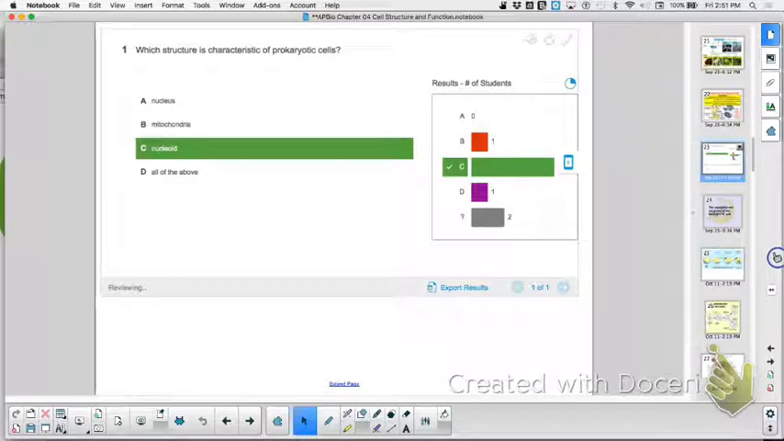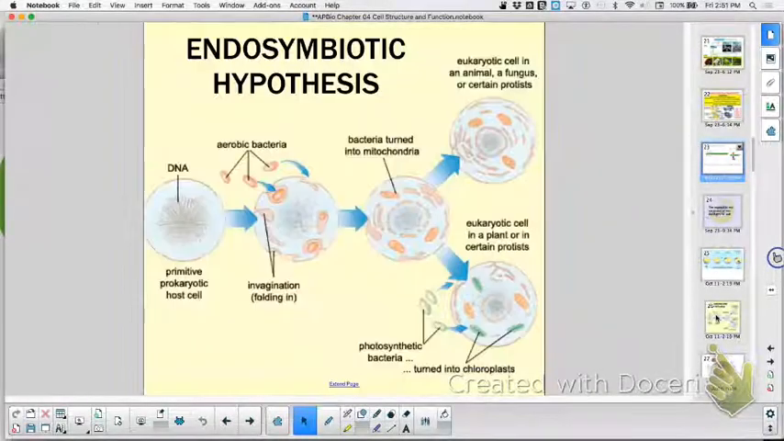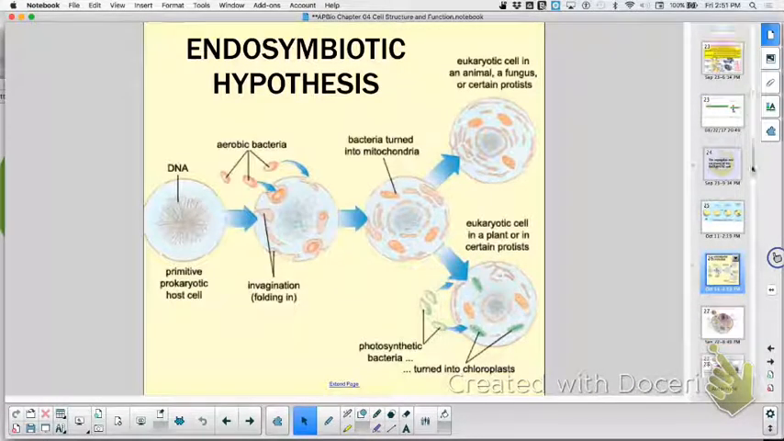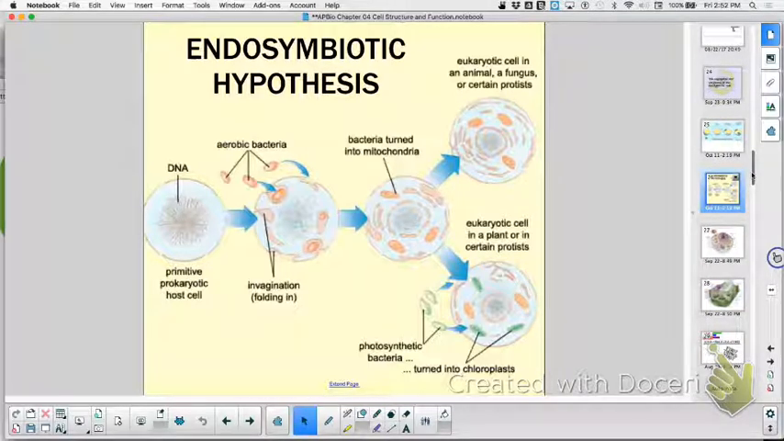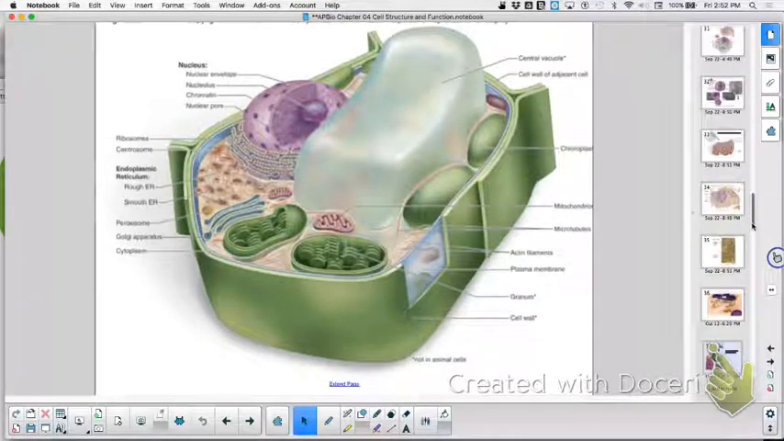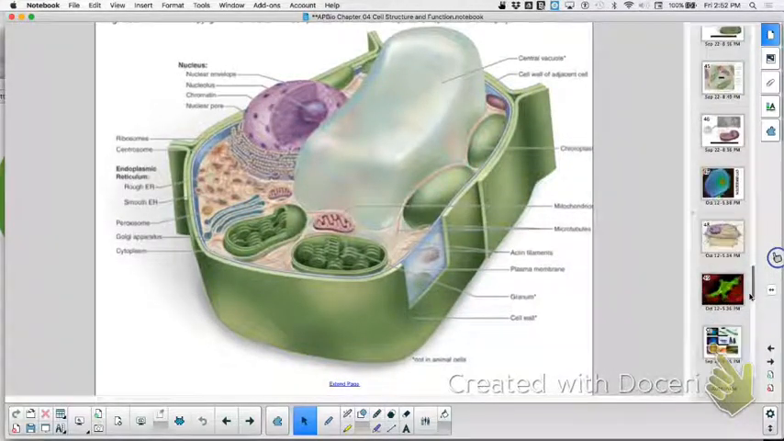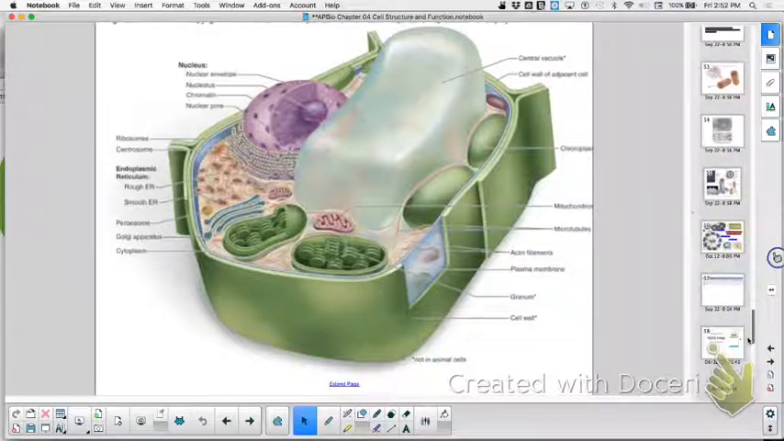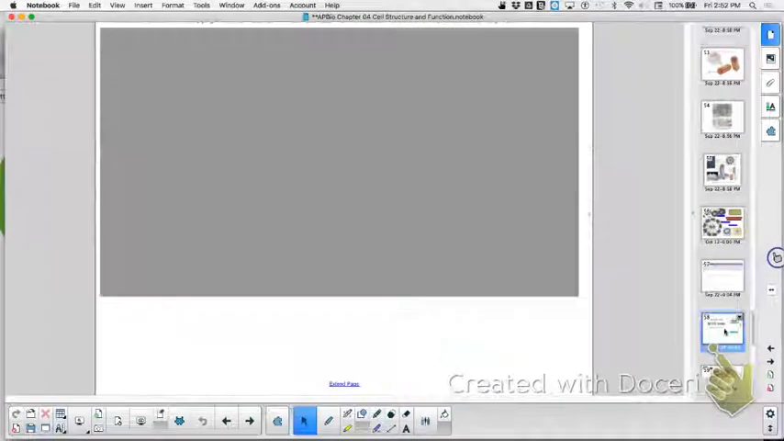Okay, that's why. All right, then we talked about the endosymbiotic hypothesis. Remember that? Are you comfortable with that? Okay. And then we went on and talked about plant cells, animal cells. We went through all their structures. Golgi. So many. You know it all.